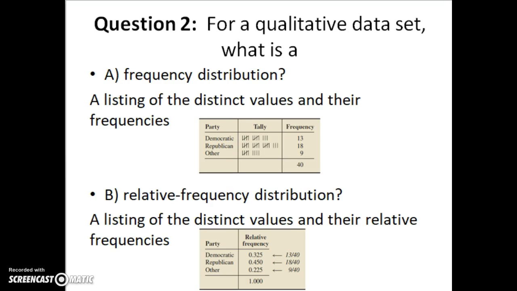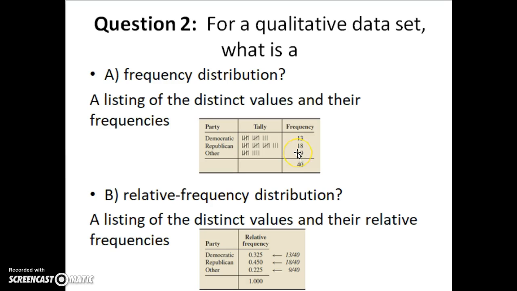Okay, what is it for a qualitative data set? What is a frequency distribution? In a frequency distribution, you list the values and you list their frequencies. To list the frequency, you can make tallies. You put a tally each time you observe the value, and then when you add them up, you get the frequency. That's the frequency distribution.